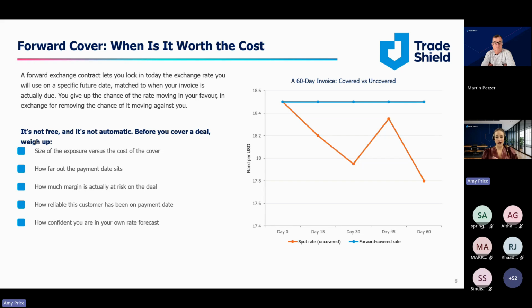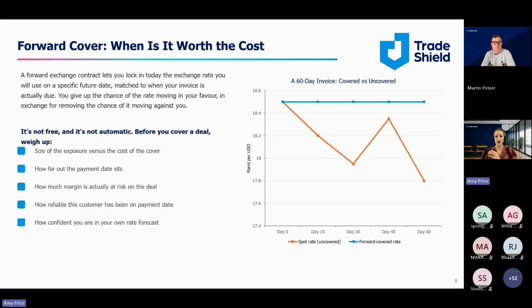So now look at the chart that is next to me for a second. If you have a look on the screen there, the orange line is what happens if you do nothing. The rate will wander around over the next 60 days, sometimes in your favor and sometimes against you. And you only find out which one it's going to be on the day that it actually lands. So am I in favor or am I against on the day that it actually is required? And so the blue line is the forward cover rate. It is the flat rate because you've already locked it in right at the beginning when you created that invoice. And so you'll see that it is a consistent line across it.